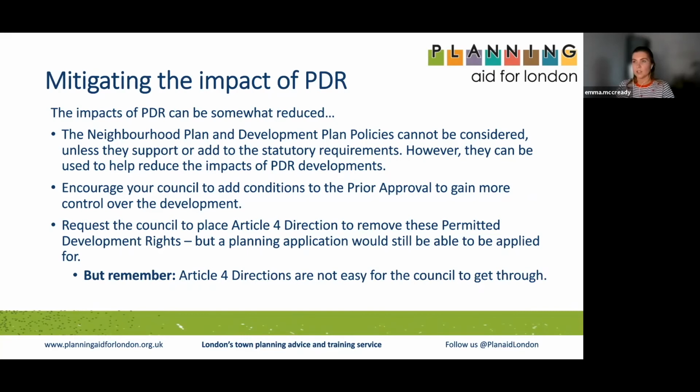As I say, it doesn't hold as much weight as it would in a full application, but they do hold some weight, and they might help to reduce the impacts rather than completely remove the development happening. I would say the next thing to do would be to encourage the council to add conditions. If the prior approval is coming in, a lot of developers will be on the ball. They'll know what the statutory requirements are, so they'll have looked at those. So it's likely that the application will go forward for approval. The next part of your role as residents could be to encourage the council to add conditions to that application, because that gives you back control.